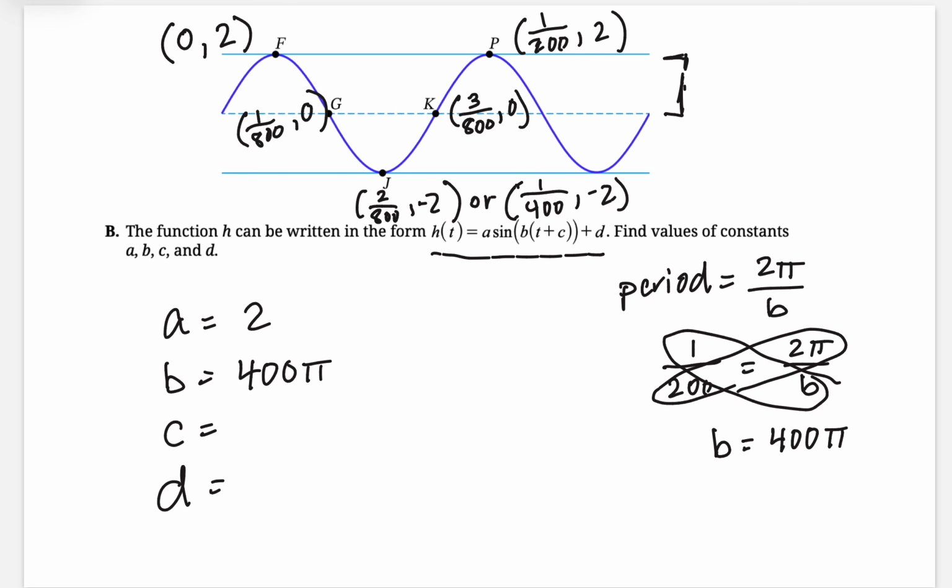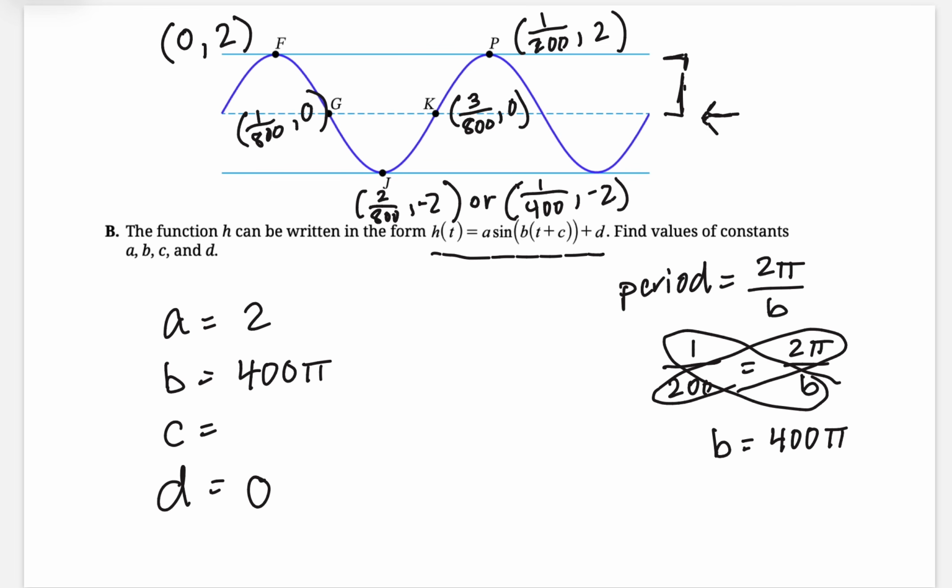Now D, let's take D because that's the next easiest. D is basically if our midline was shifted up or down. So we know that our midline right here is at 0. So our D value is just 0. If we were shifted up or down from that 0 point, then our D value would be whatever value we're shifted up or down. Okay, so C is probably the toughest.